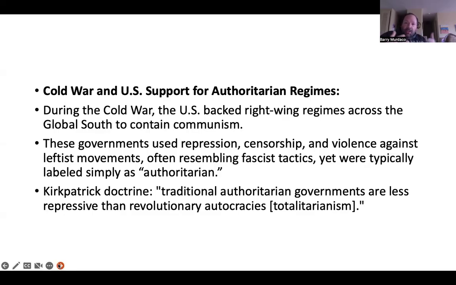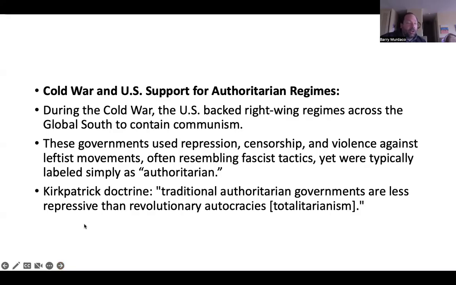These are tools to make the Cold War policies of the United States seem more acceptable than they could be considered if you basically consider the United States was supporting fascist governments, which were probably the greater of two evils, quite frankly, compared to a lot of the governments that they were opposed to. During the Cold War, the U.S. backed right-wing regimes across the so-called global South to contain communism. These governments used repression, censorship, and violence against leftist movements, often resembling fascist tactics, yet were typically labeled as authoritarian.